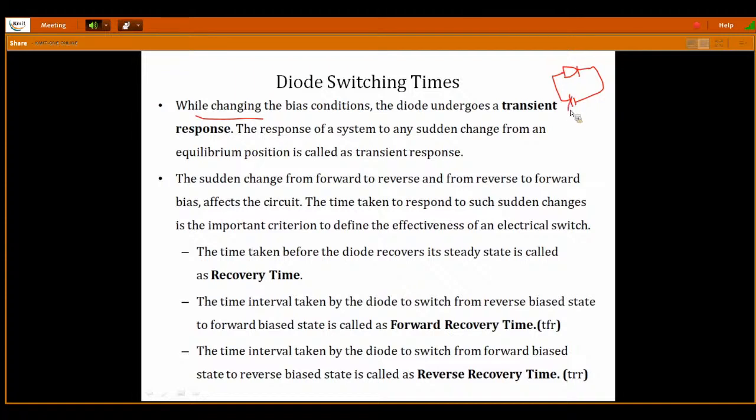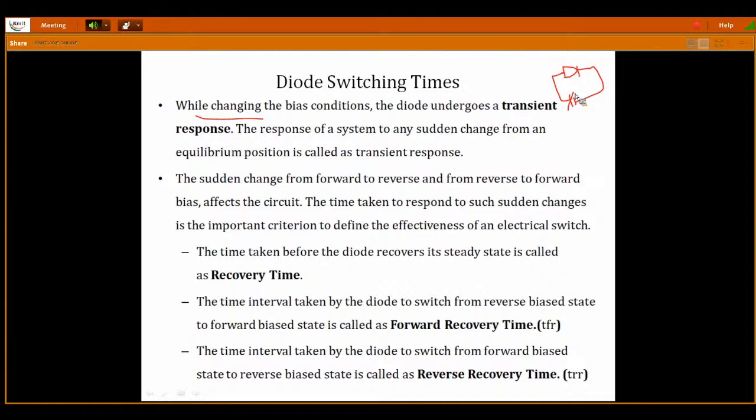Immediately I am changing from forward bias to reverse bias. See the diode switching times. Switching time is nothing but when the diode is switching from the on state to off state and the off state to on state, how it is behaving. That is today's topic.